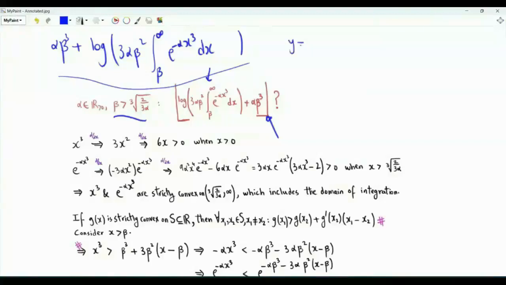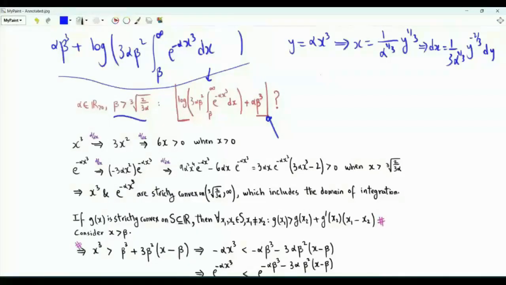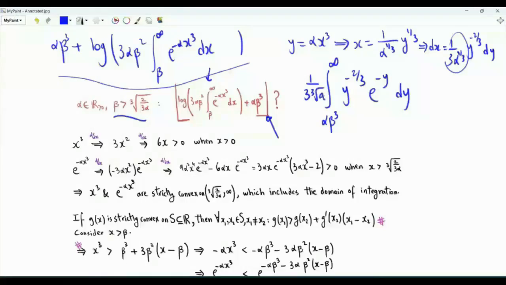If we do the change of variables, y equal to alpha x cubed, x is equal to 1 over alpha to the 1/3 times y to the 1/3, dx is 1 over 3, alpha to the 1 over 3, y to the minus 2 over 3 dy. When x tends to infinity, y tends to infinity. When x is beta, y is alpha beta cubed. The integral can be written as y from alpha beta cubed to infinity, y to the minus 2 over 3, e to the minus y dy. We also have this outside factor, 1 over 3, the cubic root of alpha.